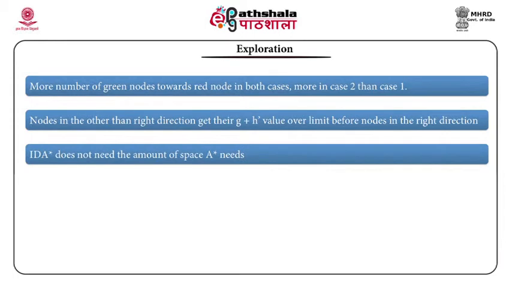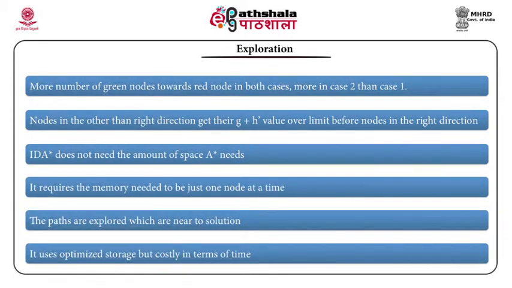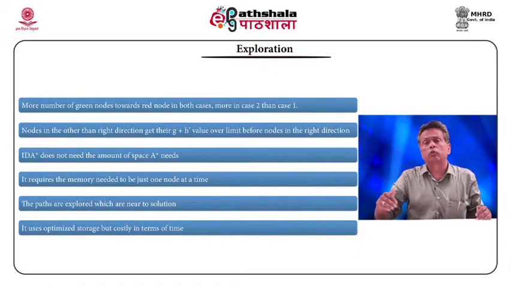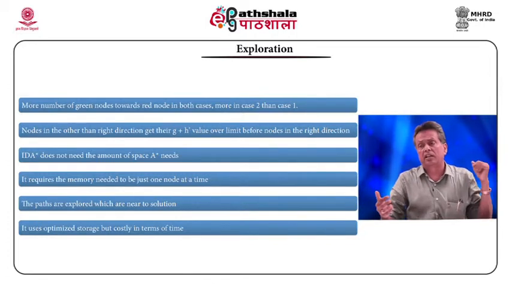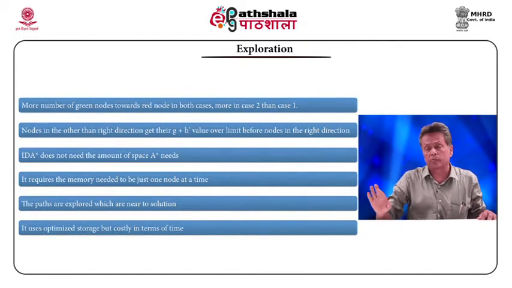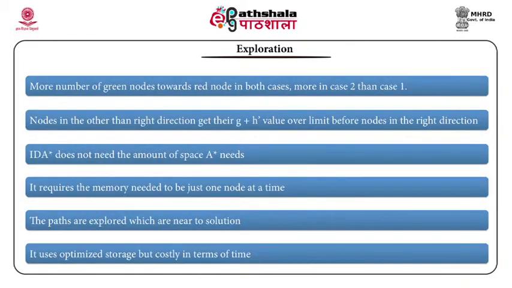You can see that more green nodes travel toward the red node in both cases, more in case 2 than case 1, and nodes in directions other than the right one get their H value higher in a much faster way. So you don't need to explore them more. And you can see that it doesn't demand the amount of space A star needs. That is why this is preferred in some cases. It uses optimized storage, but is costly in terms of time.